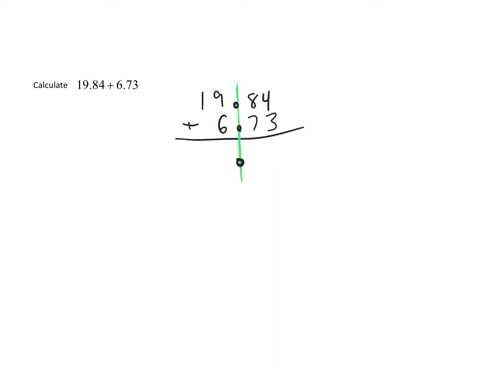Now we start from the right. 4 plus 3 is 7. 8 plus 7 is 15. Carry the 1. 1 plus 9 plus 6 is 16. Carry the 1. 1 plus 1 is 2, so 26 gives us our final answer.